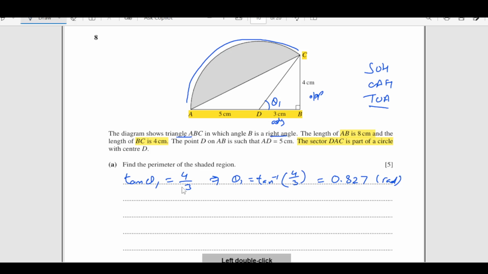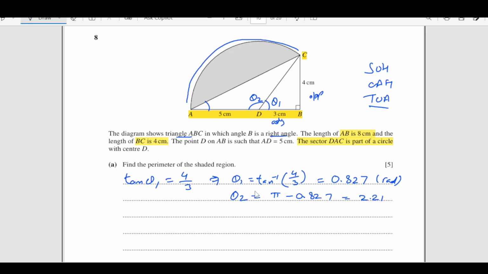Then theta 2. Theta 2 is this angle here. If you see, this whole angle is pi and theta 2 is going to be pi minus theta 1, that is pi minus 0.927, that gives us 2.21 radians, right. Now, let us find out the arc length.